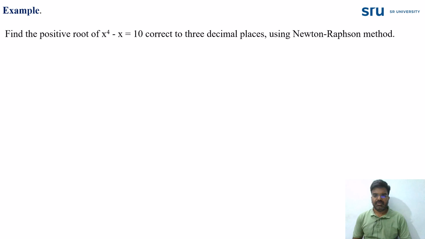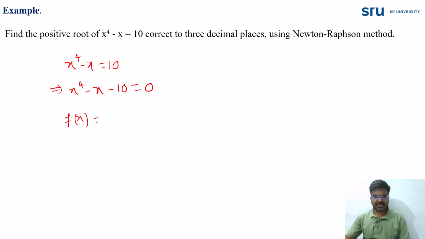Now we solve one problem by using the Newton-Raphson method. To start the procedure, first we need an initial approximation. We have to follow the same procedure that we used for the bisection method. See, what is the given equation here? x power 4 minus x equal to 10. Right hand side is not 0. So we can write this as x power 4 minus x minus 10 equal to 0. Now the function is f of x equal to x power 4 minus x minus 10.